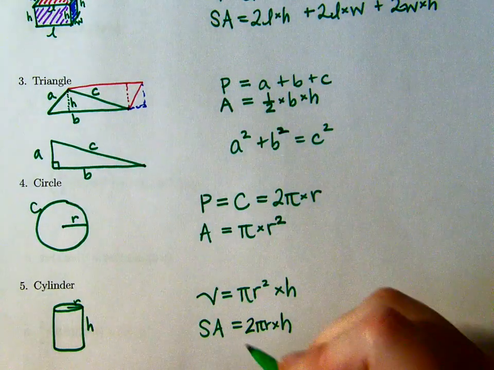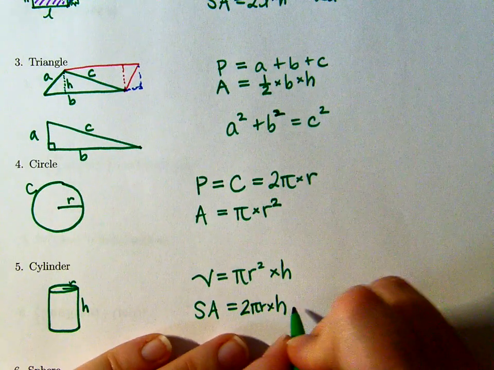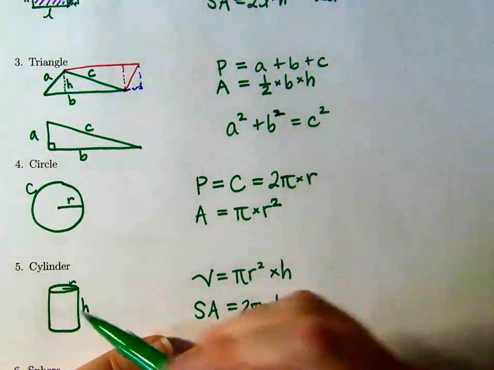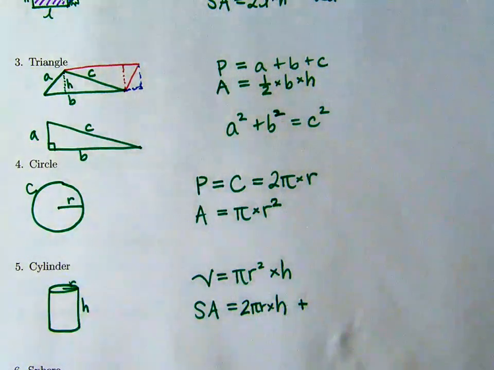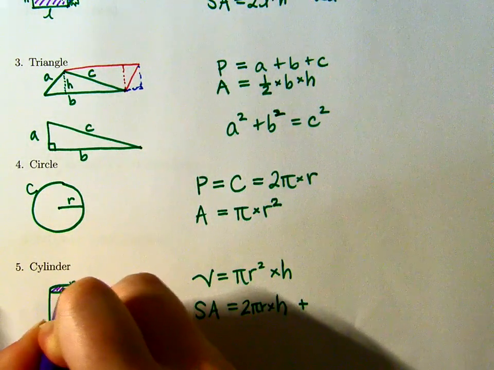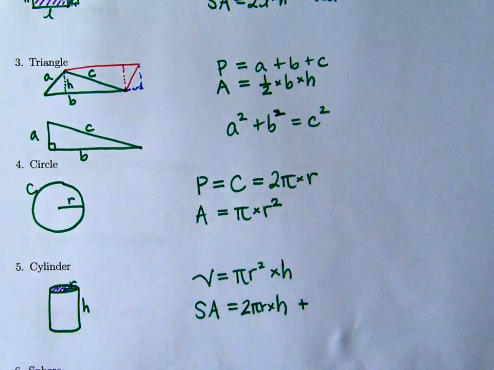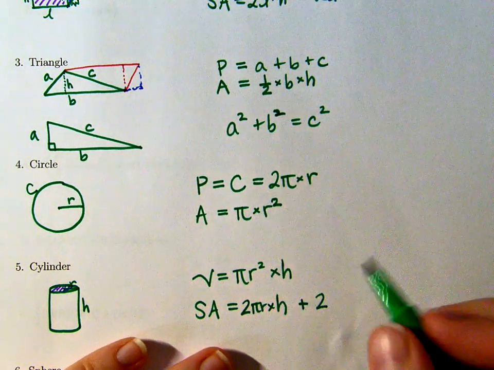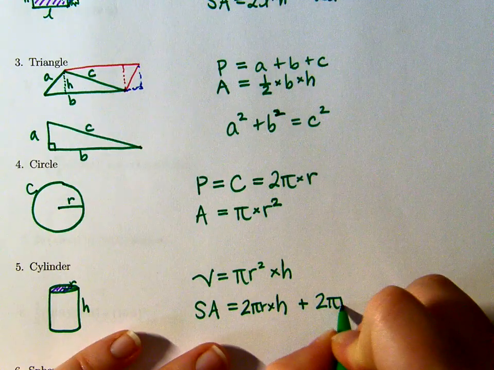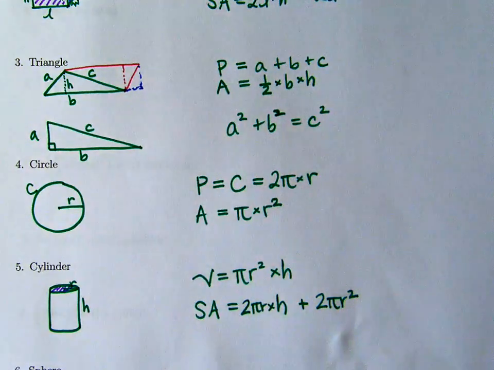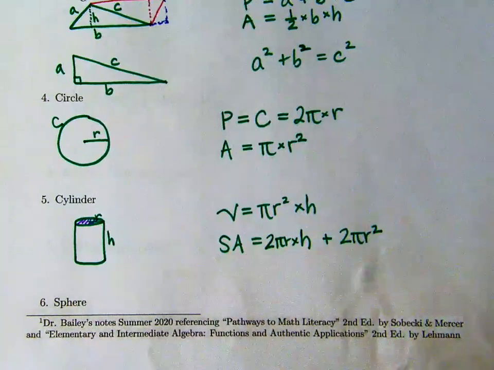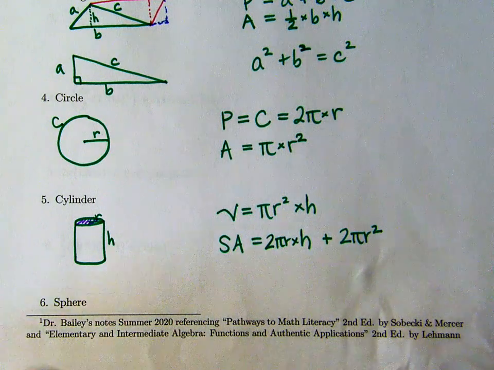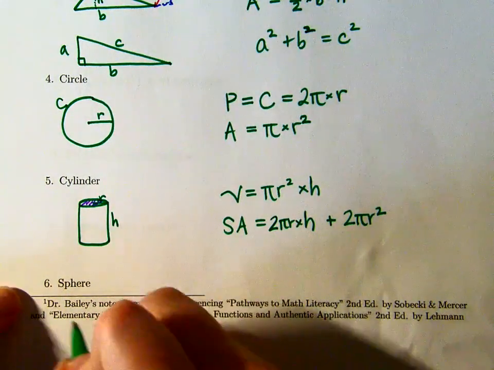Okay, but in addition to that, we have the two circles, one on top and one on bottom. So in the surface area, we need to include these circles on top and bottom. So there are two areas of circles, 2 pi r squared. Okay. And now a sphere, it got cut off by this thing. Whatever, I'll draw it down here.